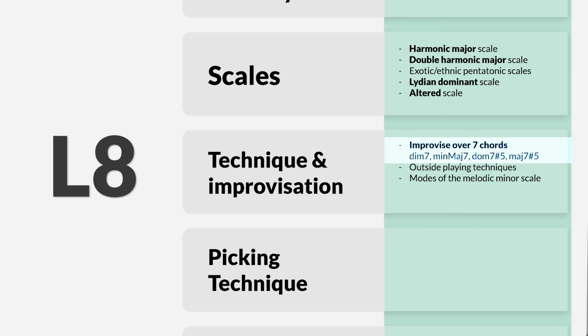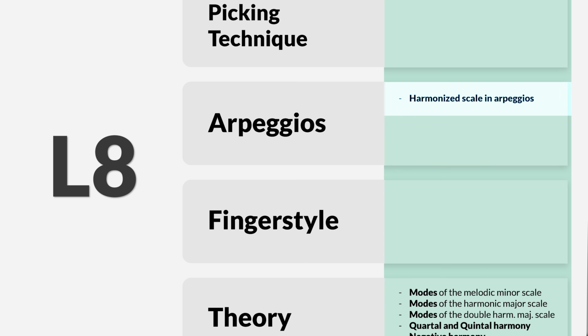Now you'll learn to improvise over all 8 types of 7 chords, including the diminished 7, the minor major 7 and the augmented 7 chords, and learn some outside soloing techniques that are used in jazz and fusion. In this level you learn about the modes of the melodic minor scale and how to use them in your music. To practice arpeggios more in depth and in a musical way, you'll learn to play the harmonized scales in arpeggios.